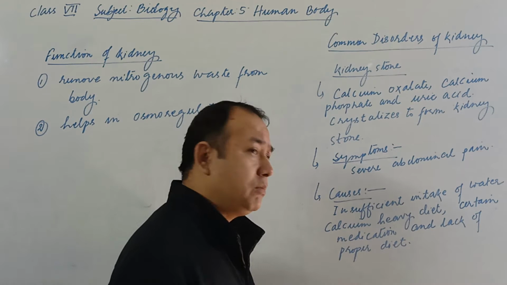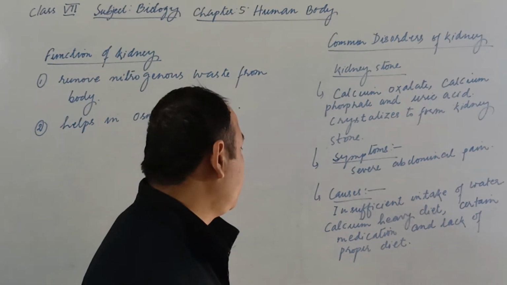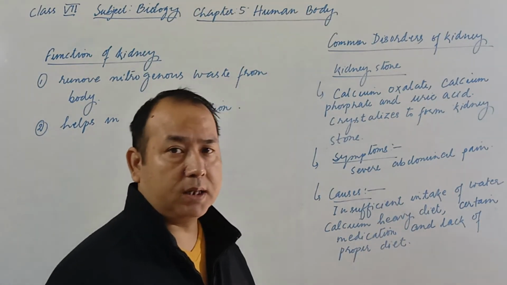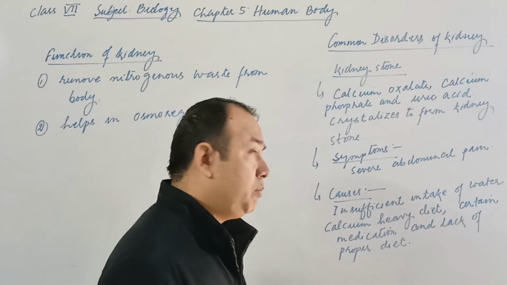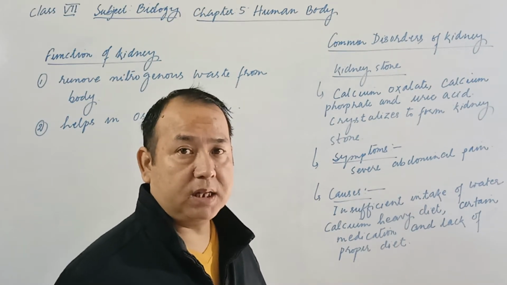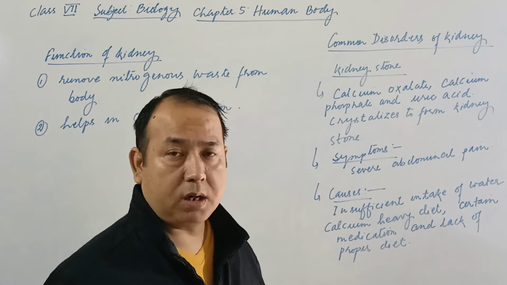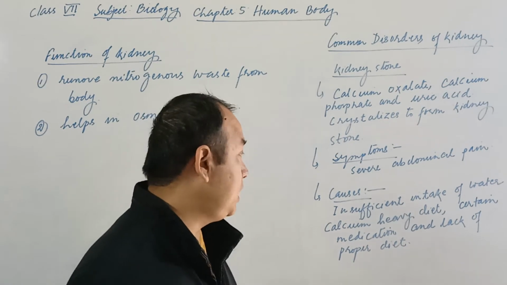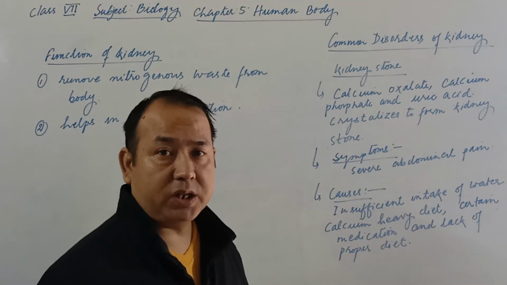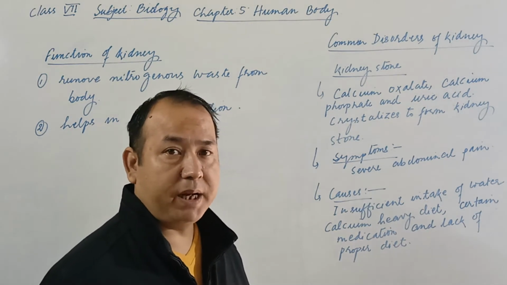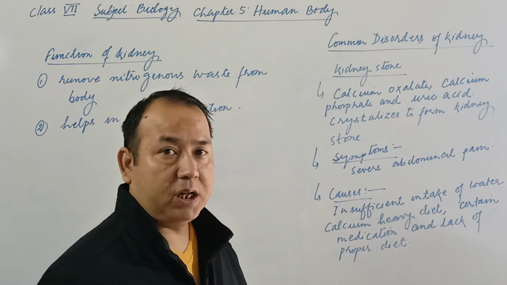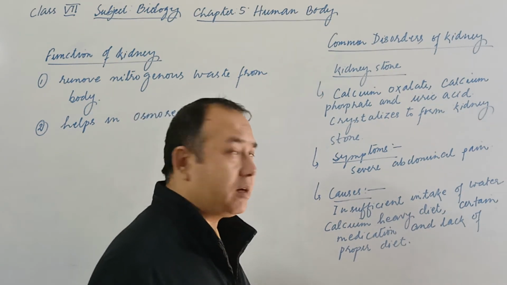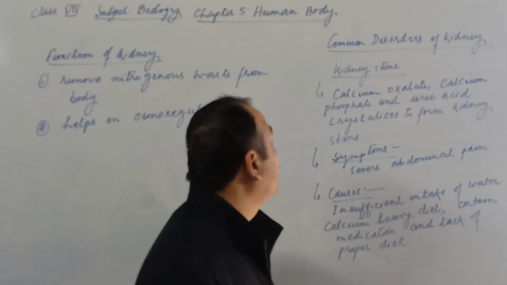Next comes causes. The main causes of the formation of kidney stone are insufficient intake of water and a calcium-heavy diet. If you are eating a diet which consists of a large amount of calcium, then there is a chance that kidney stone can be formed in the urinary tract. Then certain medications, that is, if you are taking medicines which are rich in calcium, it can also form kidney stone. Then lack of proper diet. So these are the causes of kidney stone.